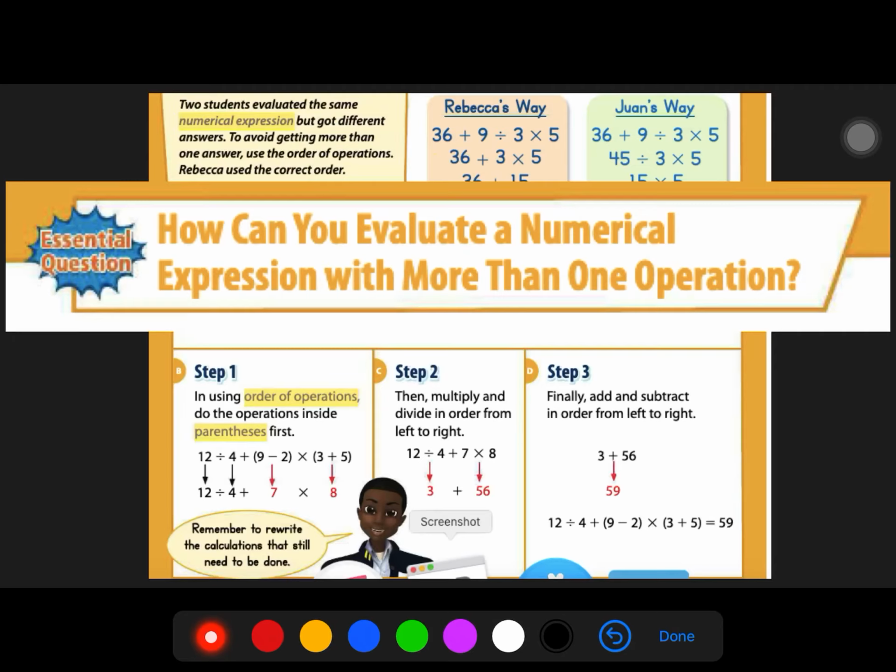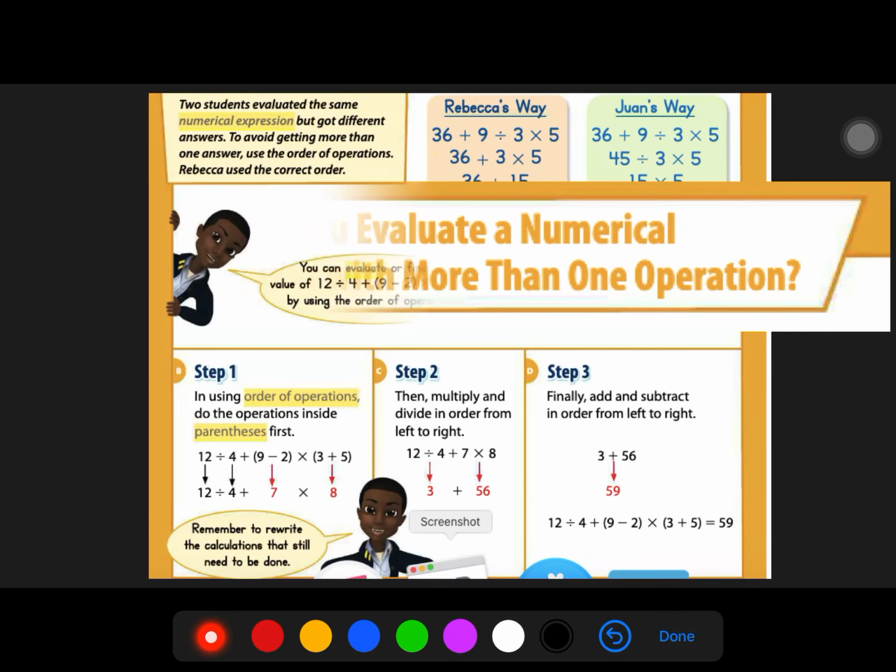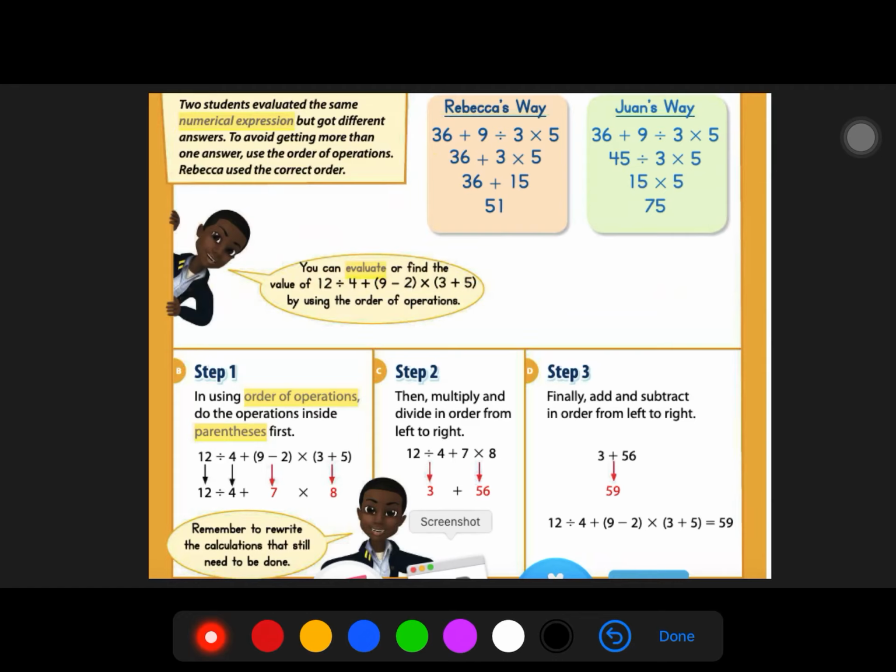So the big essential question to this is, how do you evaluate, which is a fancy word for solve, a numerical expression with more than one operation? So if two students evaluate the same numerical expression but got different answers, to avoid getting more than one answer, use the order of operations, which of course you know is parentheses, exponents, multiplying and dividing, adding and subtracting.